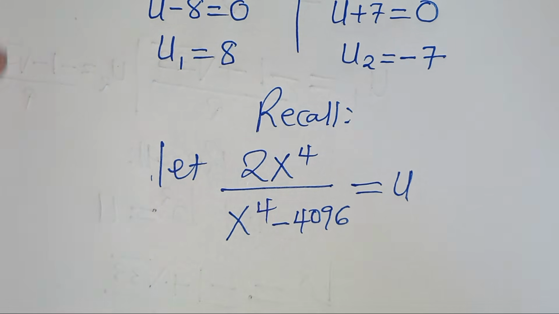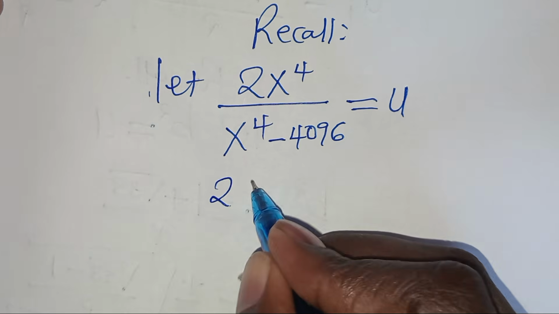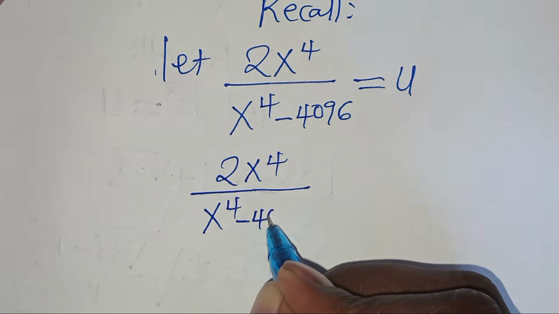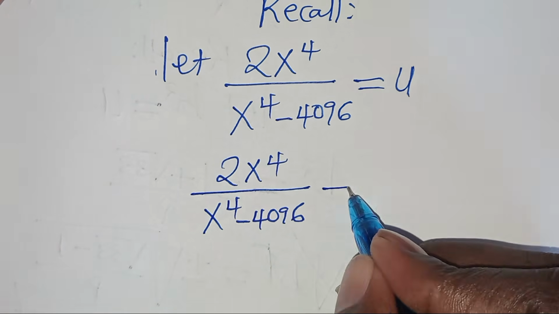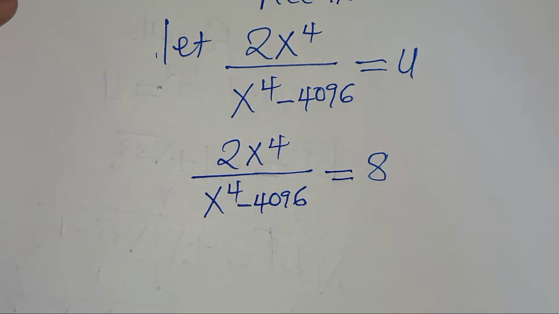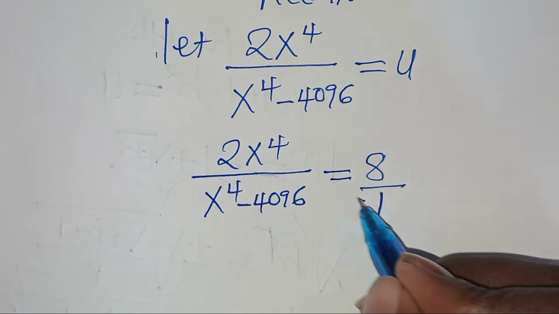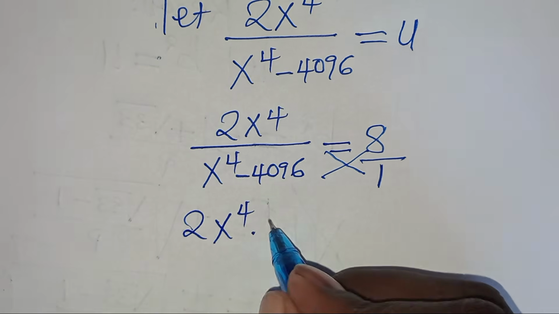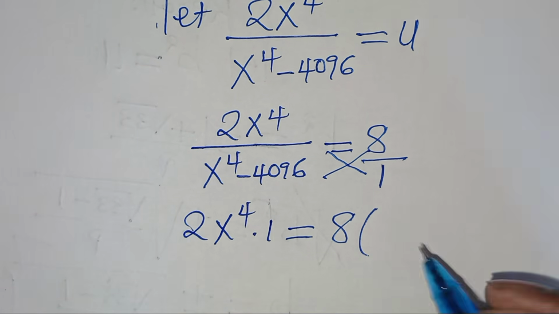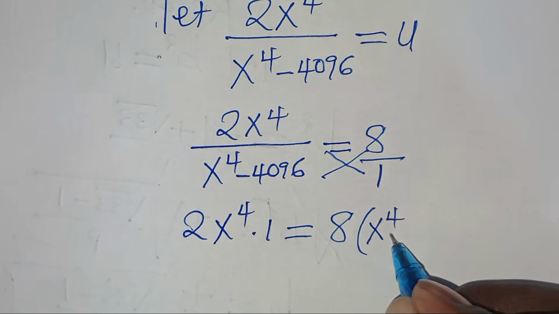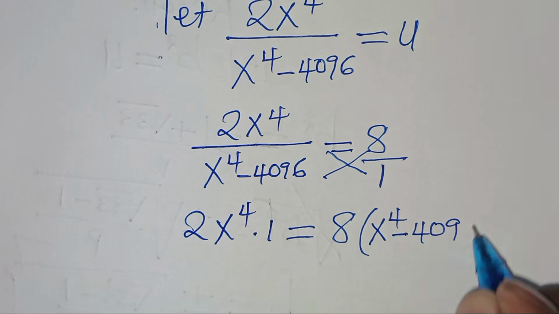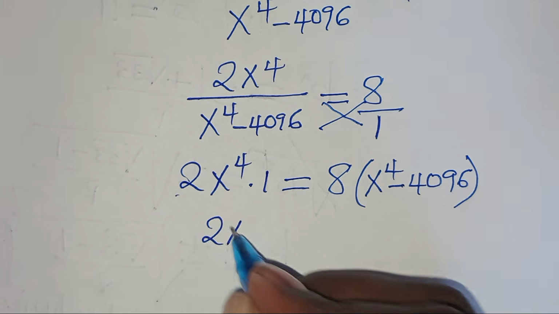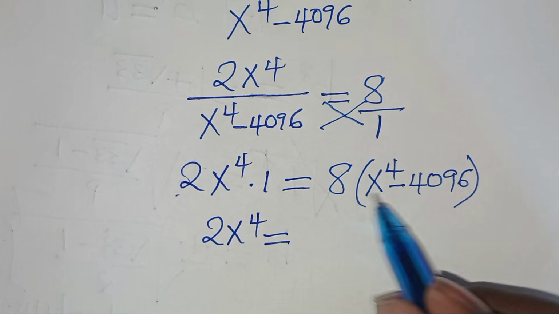So let's start with u1 so that we have 2x to the power of 4 divided by x to the power of 4 minus 4096. This is equal to 8. So 8 is a whole number, so this is over 1. Let's cross multiply from here so that we have 2x to the power of 4 times 1. This is equal to 8 multiplied by x to the power of 4 minus 4096. So we have 2x to the power of 4. This is equal to 8 times x to the power of 4.